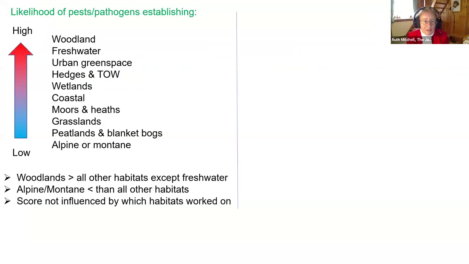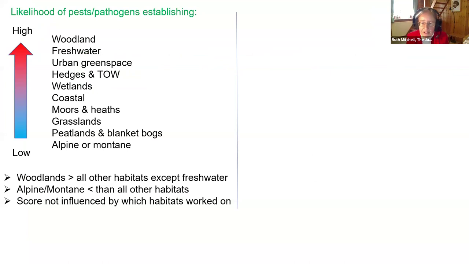So when we asked participants about the likelihood of pests and pathogens establishing, they thought that the greatest risk was in woodlands, and that was ranked far higher than all other habitats except freshwater. And alpine and montane habitats were actually ranked far lower than all other habitats. And how participants scored the risk wasn't actually influenced by which habitats they worked on.